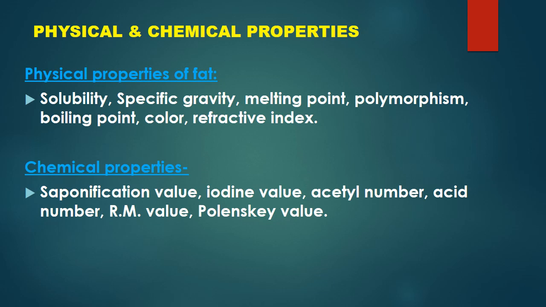Similarly, among the chemical properties is the saponification value, that is how many grams of sodium hydroxide or potassium hydroxide are required for saponifying a particular amount, like 100 grams or 1 gram of fat. Similarly, iodine value indicates unsaturation. How much unsaturation is there is identified by reacting with iodine. If the iodine value is higher, it means it is more unsaturated.